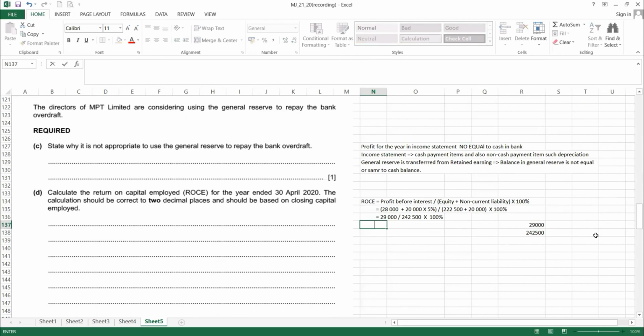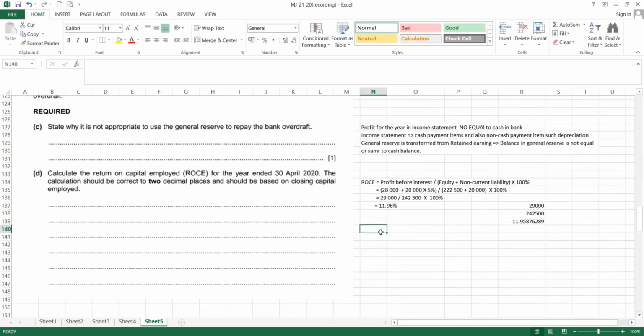So now continue. 29,000 divided by 242,500 and then times 100%. So we get 11 point, and the question says 2 decimal places, so we have to round to 2 decimal places. So this is the answer that we get. Okay, now let's move on.